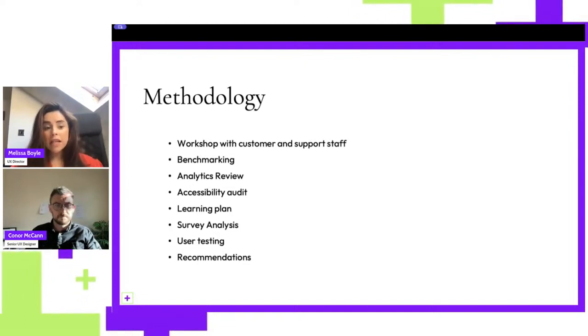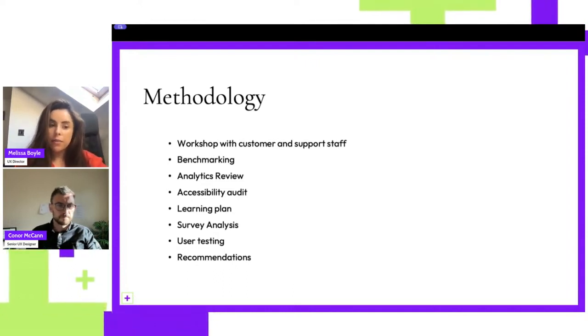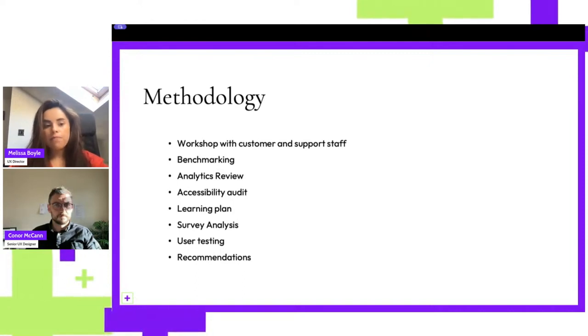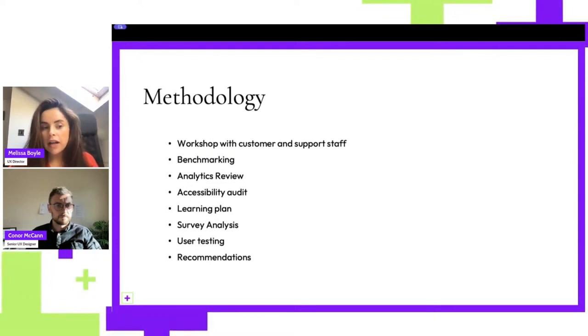We did some benchmarking, again, looking at their funnels to understand where they were stacking up at the minute. And we had a look at some data points through analytics to get an understanding of what was happening on these digital experiences. And when I say digital experiences, I mean their website and their customer app. We also did a bit of an accessibility audit as well.